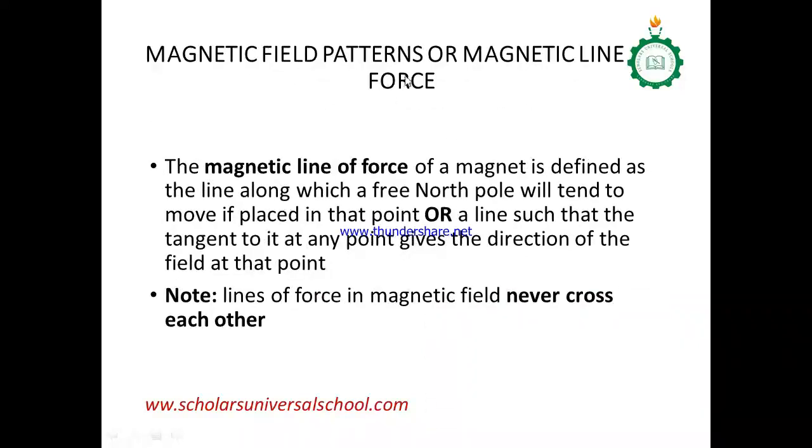Then we have the magnetic field pattern or magnetic line of force. That imaginary line, like the line along which we see the iron filings passing, we refer to as the magnetic line of force. But in real definition, it is defined as the line along which a free north pole will tend to move if placed at that point, or a line such that the tangent to it at any point gives the direction of the field. Note, lines of force in a magnetic field never cross. The lines of force always go from north to south.